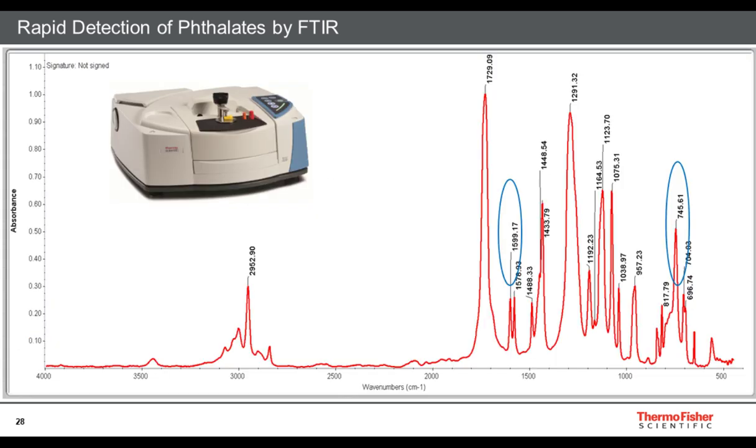And so if we look at a spectrum of this plastic that in this case does have phthalates in it, we see very characteristically that 745 and the doublet there at 1580 to 1600. And so very quickly, within a matter of seconds, we can say, yes, the sample does in fact contain phthalates.